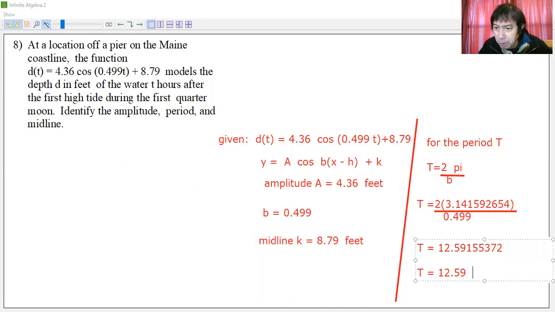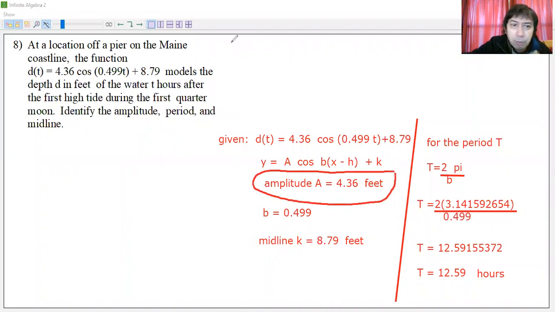And this will be hours. Yes. Okay. All right. So that's for the period. And we have the answers. We have identified the amplitude, the period. Okay. This is the period, 12.59 hours.